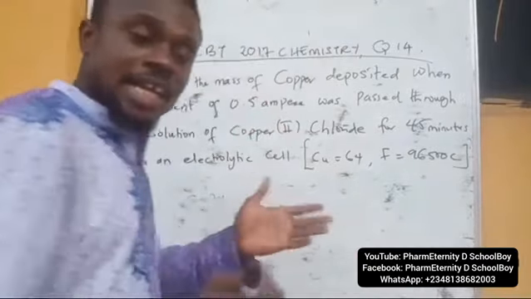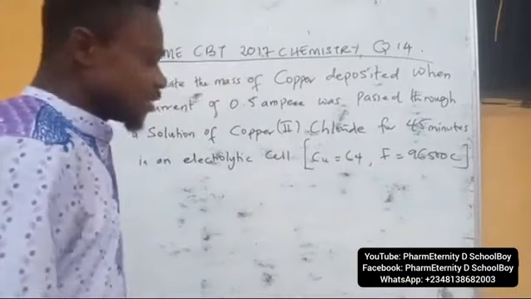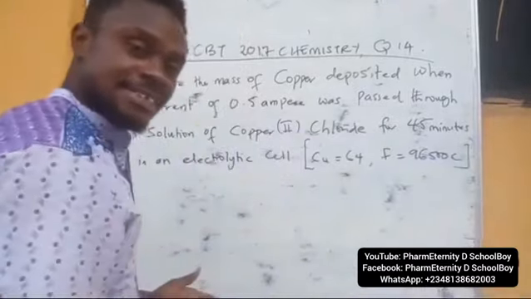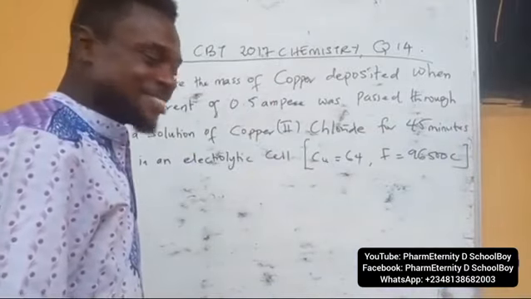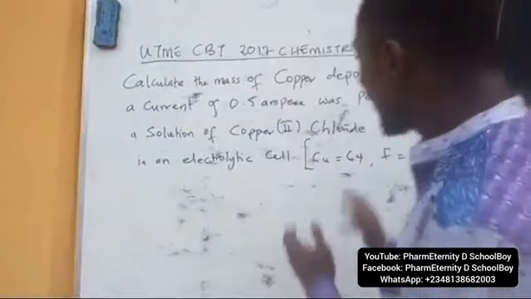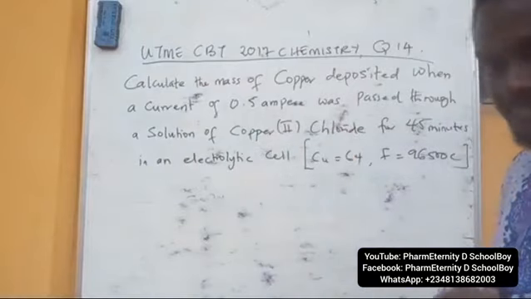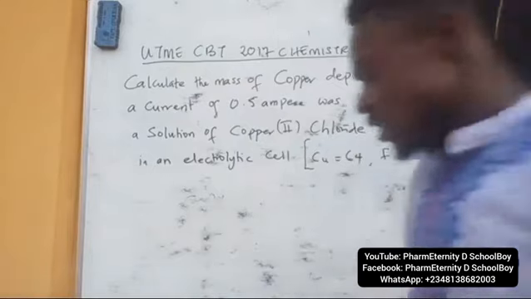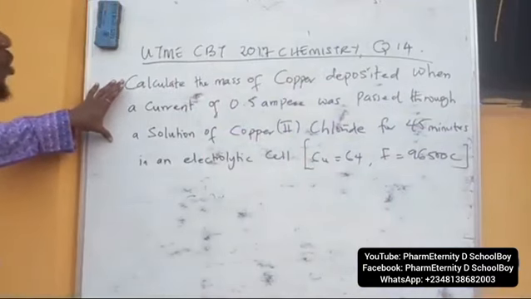Let's assume the number of moles of copper is X. Then silver will be 2X, while copper will be just X. That's what the second law is trying to let us know. So this question is a combination of the two laws of Faraday. We need the two laws for us to be able to answer this question. Now let's go on to looking at this question.